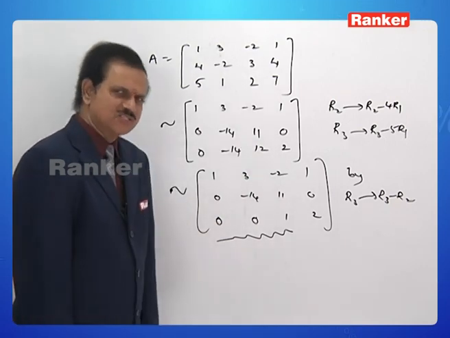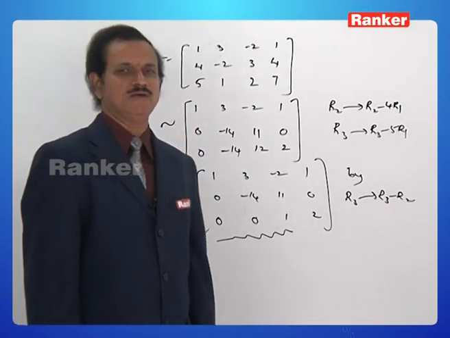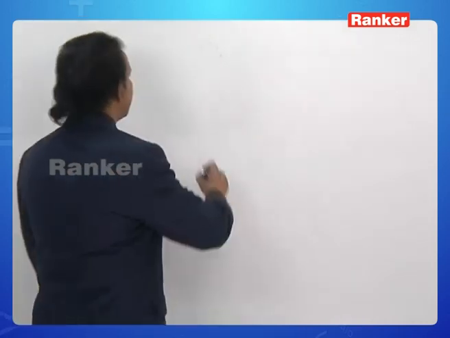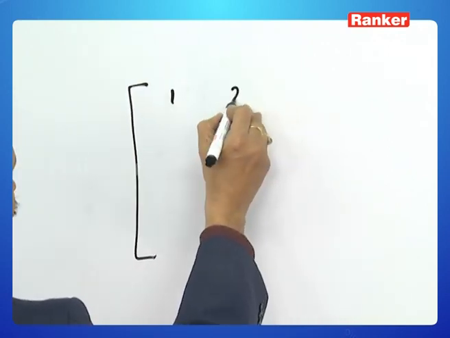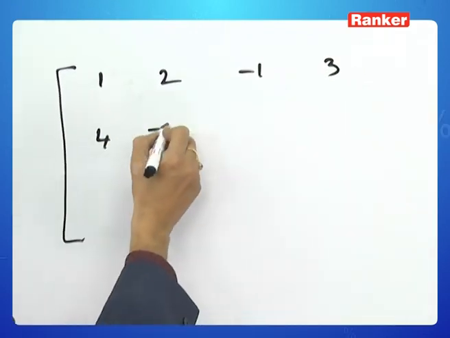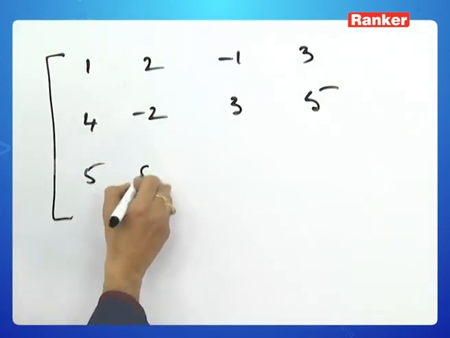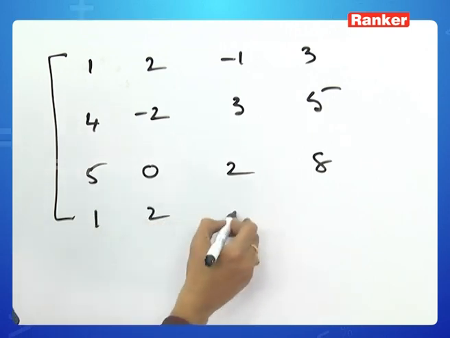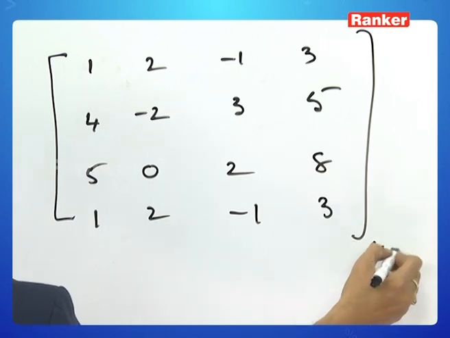You observe how easy it is to have the rank. This is one of the finest procedures to find the rank of a matrix. One more. Find the rank of, observe the matrix, 1, 2, minus 1, 3, 4, minus 2, 3, 5, 5, 0, 2, 8, 1, 2, minus 1, 3, 4 by 4.